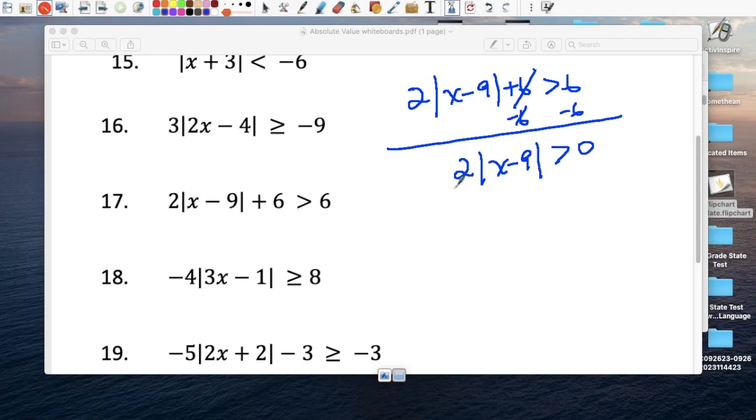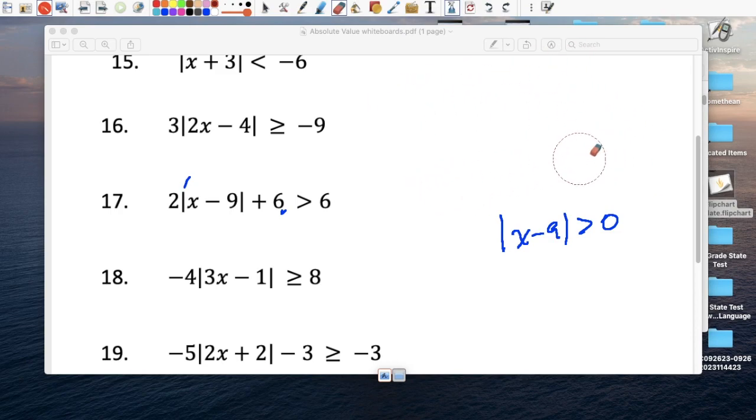Absolute value of x minus 9, we're going to divide by 2, we're going to divide by 2. So we end up getting absolute value of x minus 9 greater than 0. So now that we simplified, we got rid of the 2 and the 6, we're looking at just the absolute value of x minus 9 greater than 0. So let's take that to the side for a second.